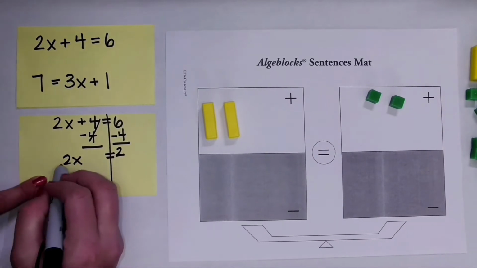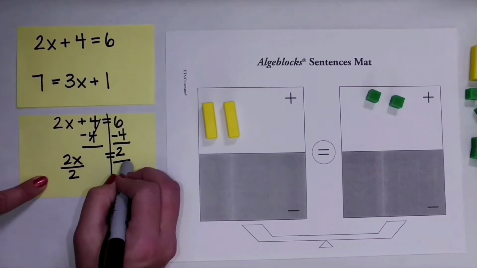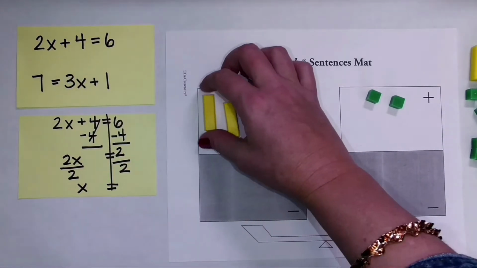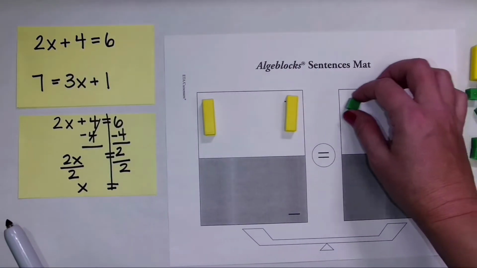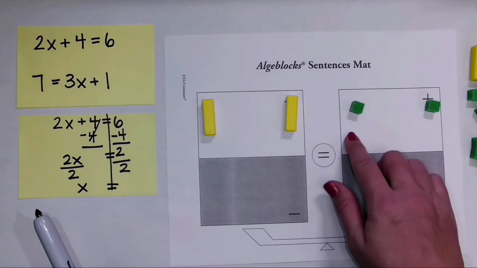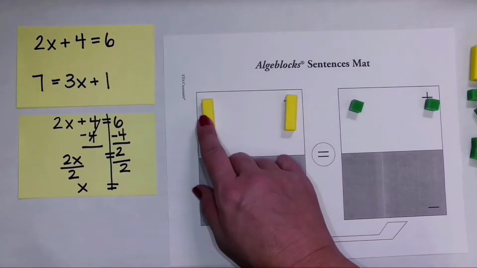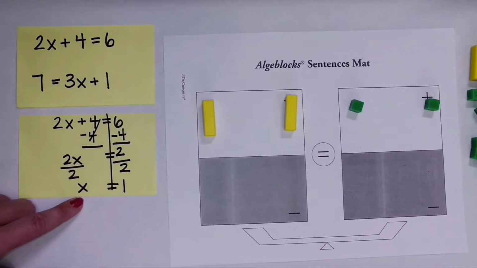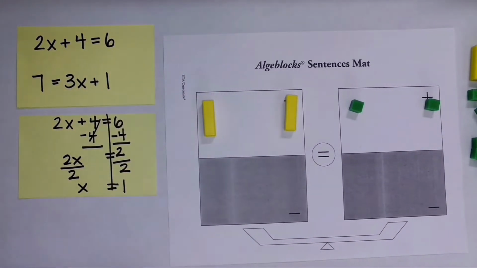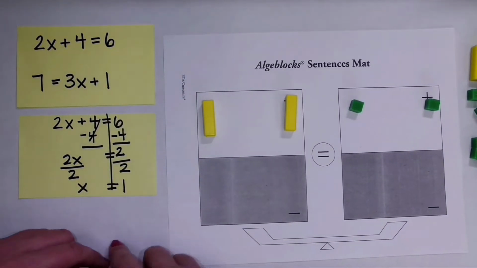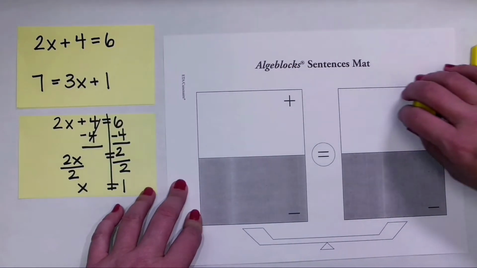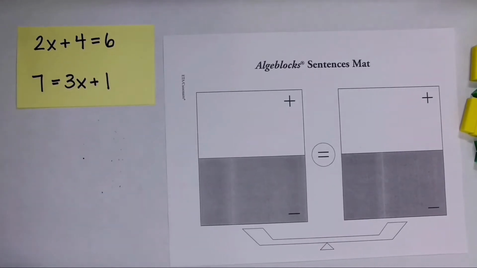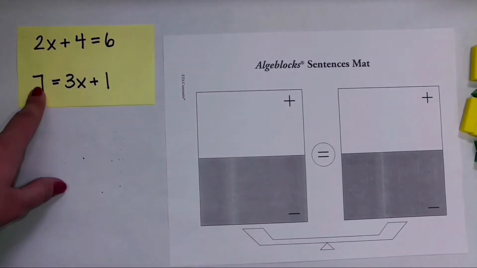Now I want to solve for this x. That means I'm going to divide each of these sides by 2. So I'm going to move these into two groups, and I have two cubes there. Move those into two groups. So each x has a value of 1. X equals 1. So if I'm solving the problem just like that, I can see how to solve the problem. So x equals 1.